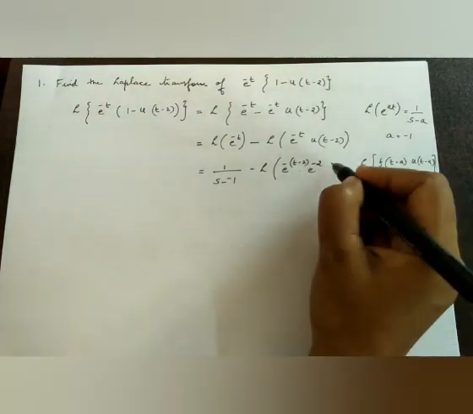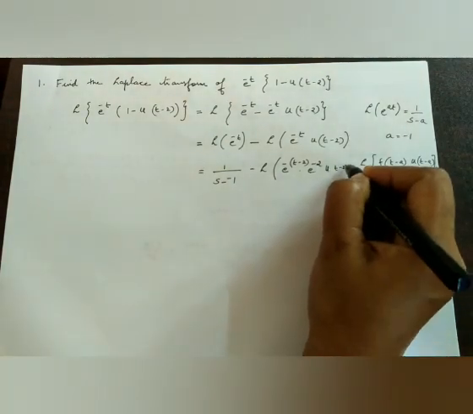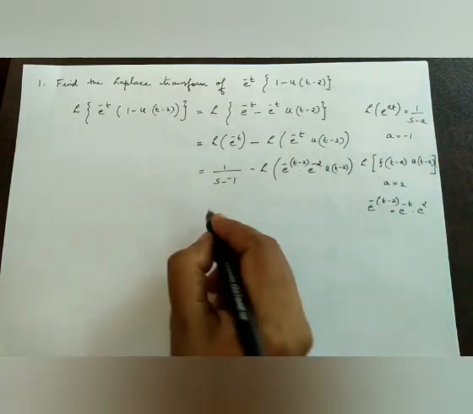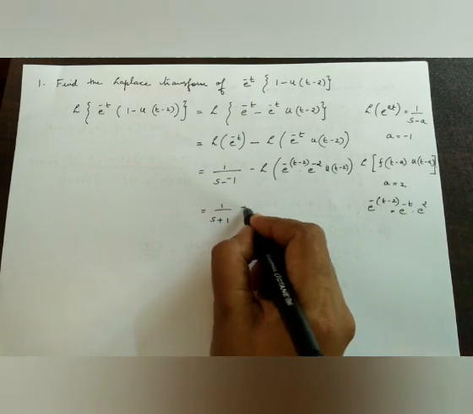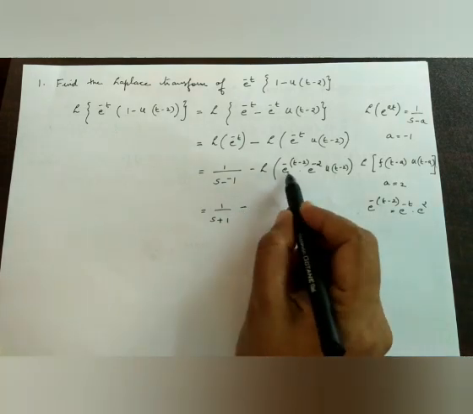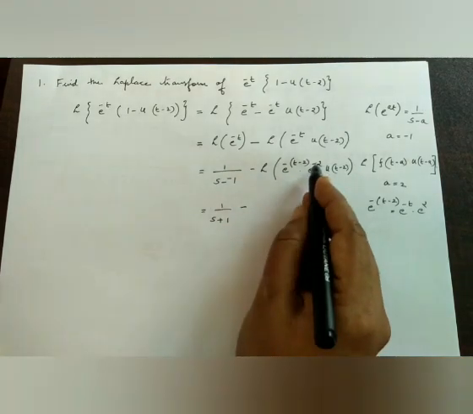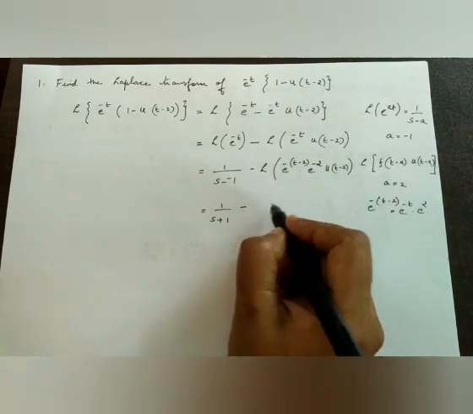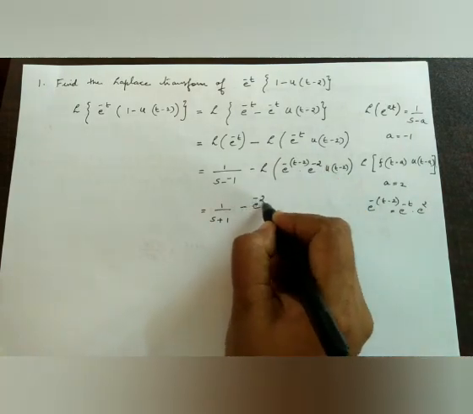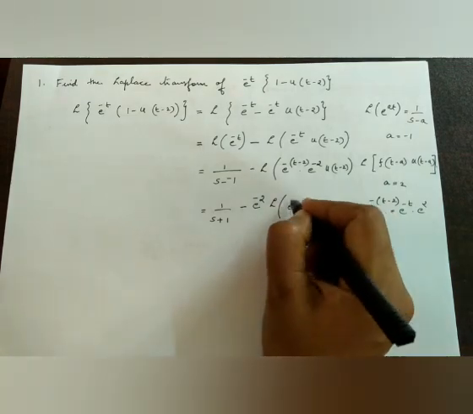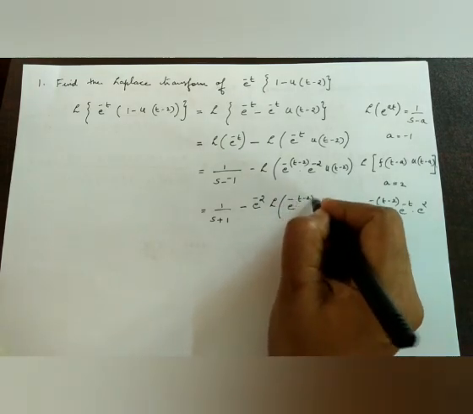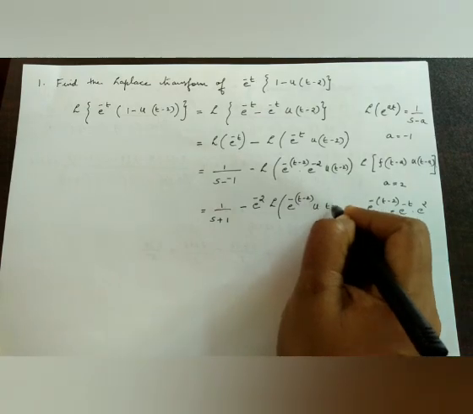Okay. Then the term u of t minus 2 is equal to 1 by s plus 1 minus Laplace transform of this term. Here e raised to minus 2 is a constant term, therefore take it outside. Then we are going to find out the Laplace transform of e raised to minus of t minus 2 u of t minus 2.